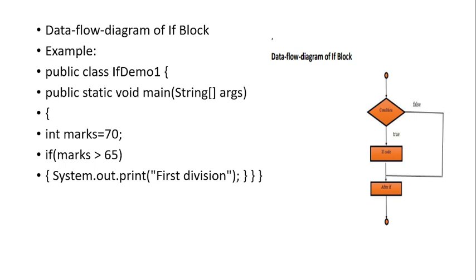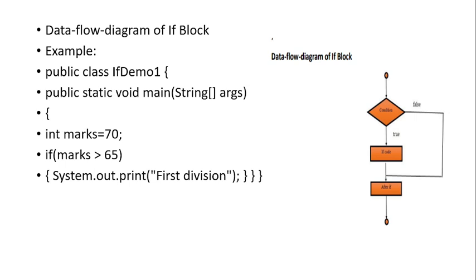The program always starts in void main, right? So public static void main, String args. Here, mark is equal to 70. What is mark here? The variable is mark, and the data type is integer. 70 is the constant, and equal to is the assignment operator, right? Then, what is the condition that I have given here?